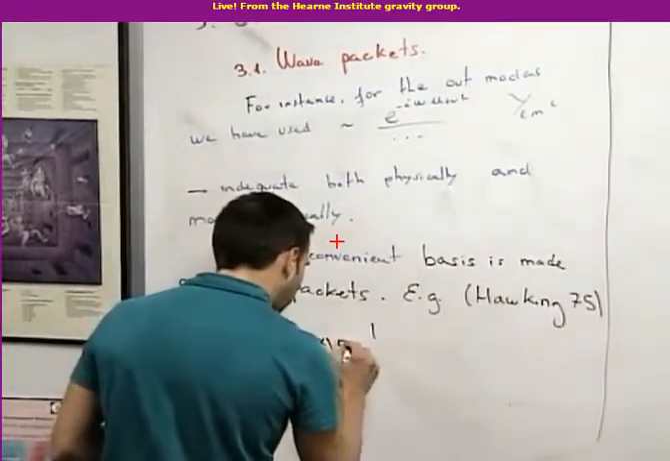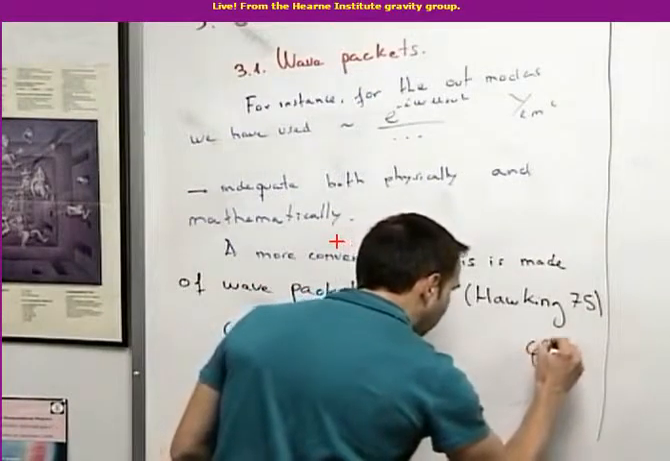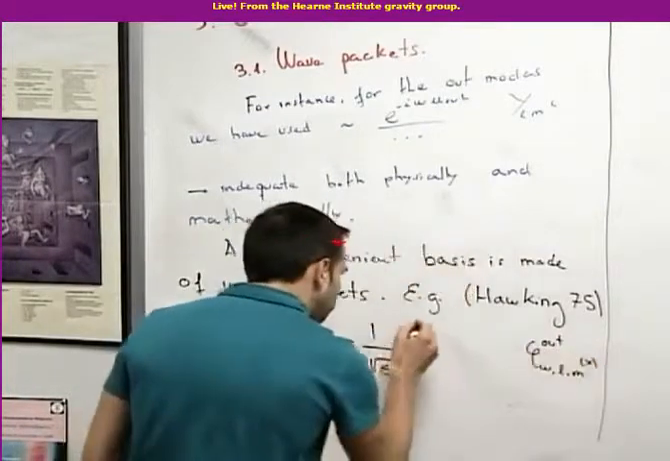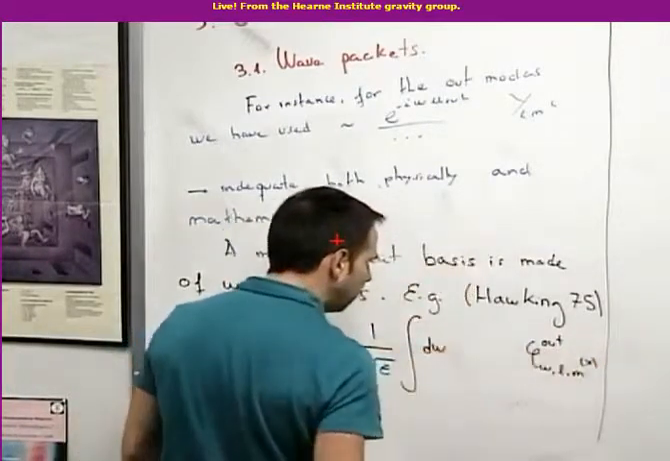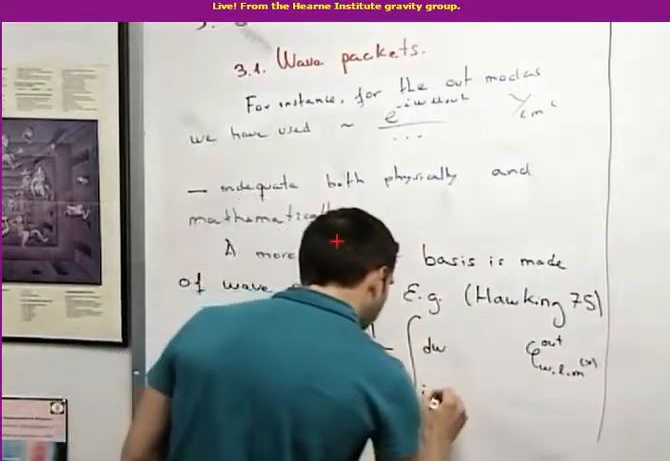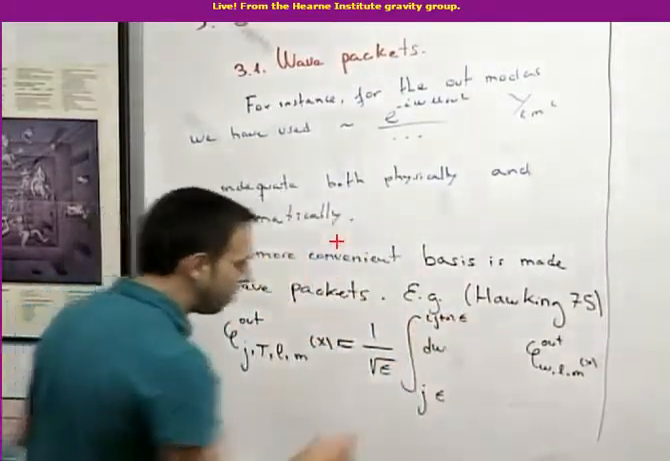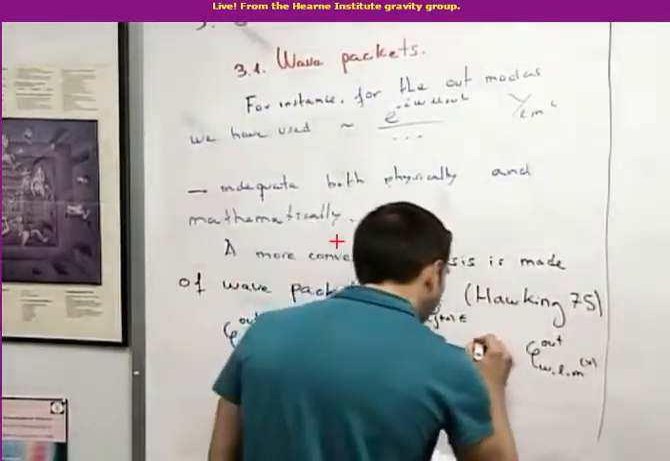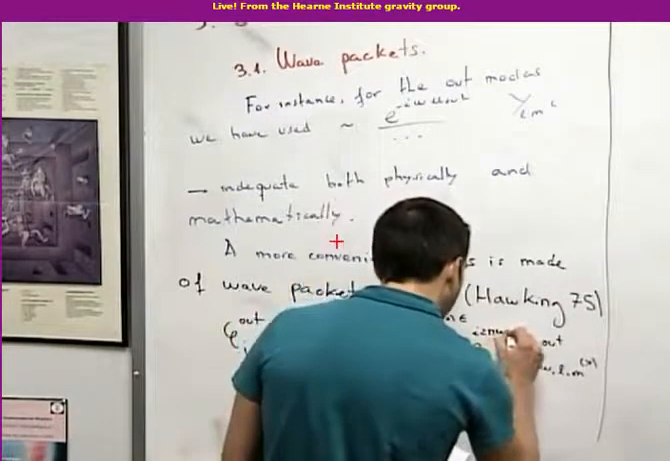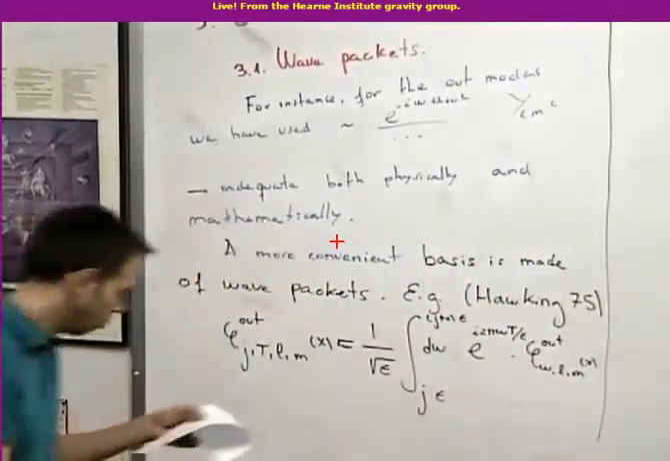And the explicit expression, or a possible one, is to take the previous out modes and do an integral in omega over some compact range, from j epsilon to (j plus 1) epsilon. And you can put here some smoothing factor, which Hawking chose as e to the 2 pi i omega T over epsilon. This is a good choice of wave packets.